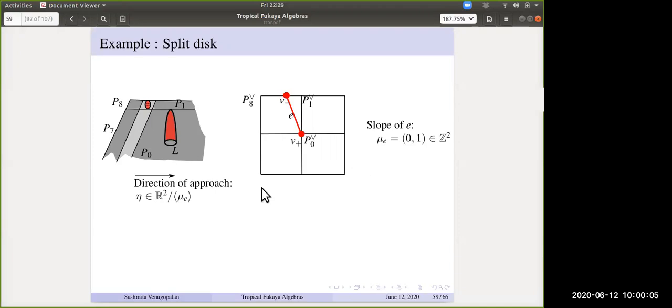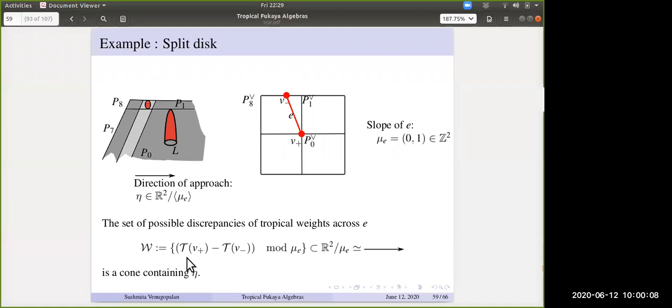Okay, so what I want to take out of here is I want to look at the possible set of discrepancies of the tropical weight across E. So normally in a broken map, this quantity is 0 because the difference of the tropical weights is a multiple of the intersection multiplicities. But now since we are allowing this to move, this quantity no longer vanishes. And so we can look at the set of values that it can take. And in our case, this set of values is this semi-infinite line segment, which is a one-dimensional cone, which contains this direction of approach here, which is also this right side pointing arrow.